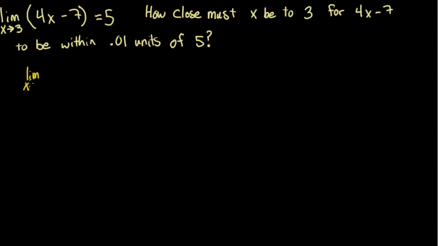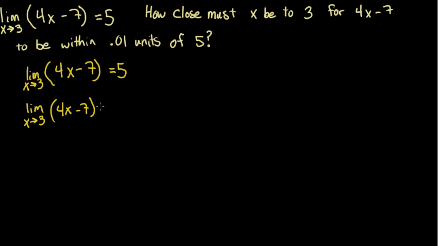We have the limit as x approaches 3 of 4x minus 7, and we know that that equals 5. But what we want to figure out is how close x has to be to 3 for this to be within 0.01 units of 5. So we'll move our 5 to the left. So we'll have the limit as x approaches 3 of 4x minus 7 minus 5, and we want that to be within 0.01 units. So we'll say less than 0.01.